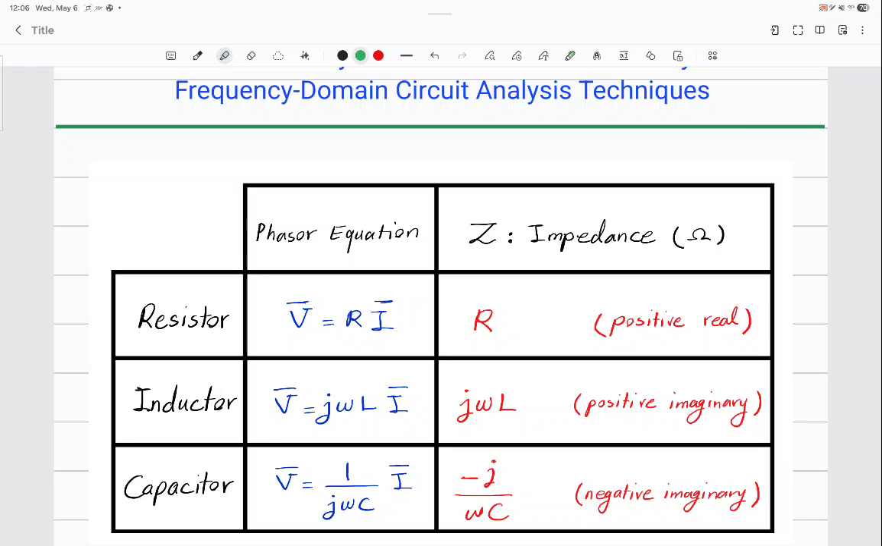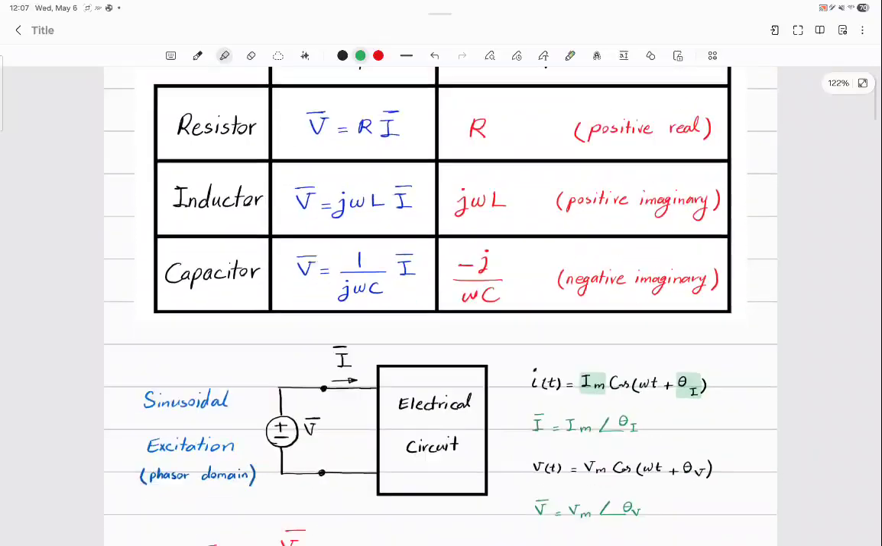Is it the angle? No. The angle only depends on phase. It doesn't depend on frequency. What depends on frequency? Just look at the table. The values of the components. Do you see that? What's the value of an inductor in a phasor domain? J omega L. So it means that if I change the frequency, the value of the impedance would change, right? That's why we call it frequency domain. That's just a naming convention.